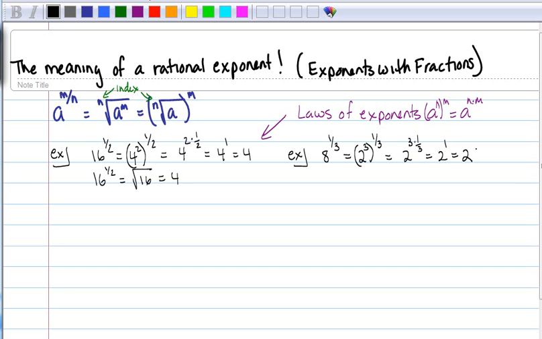And by the way, 8 to the 1/3 is the same thing as cube root of 8. So if you did 8 to the 1/3, looking at the first part of our rule, that turns out to be the index. And we know the cube root of 8 is 2, because 2 times 2 times 2 is 8. So that's with a numerator of 1. Let's try a numerator without 1. What if I had 8 to the 2/3?